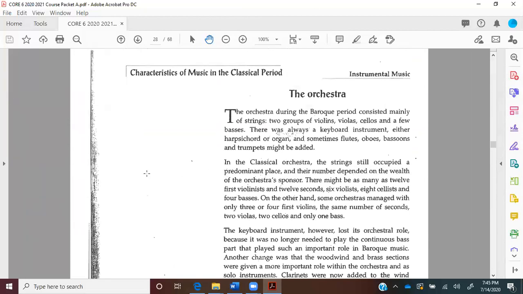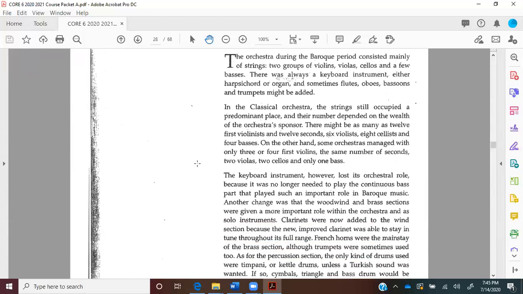The orchestra. The orchestra during the Baroque period consisted mainly of strings: 2 groups of violins, violas, cellos, and a few basses. There was always a keyboard instrument, either harpsichord or organ, and sometimes flutes, oboes, bassoons, and trumpets might be added. In the classical orchestra, the strings still occupied a predominant place, and their number depended on the wealth of the orchestra's sponsor. There might be as many as 12 first violinists and 12 seconds, 6 violists, 8 cellists, and 4 basses. That's a pretty large orchestra.